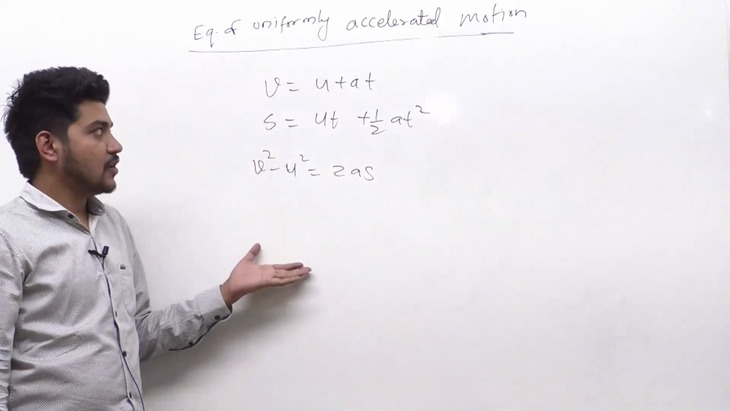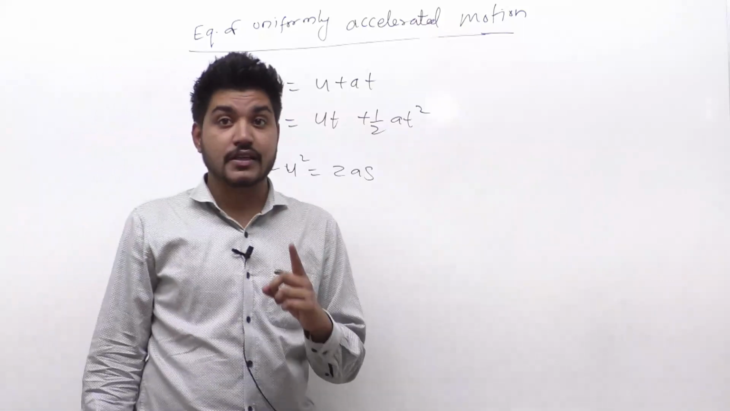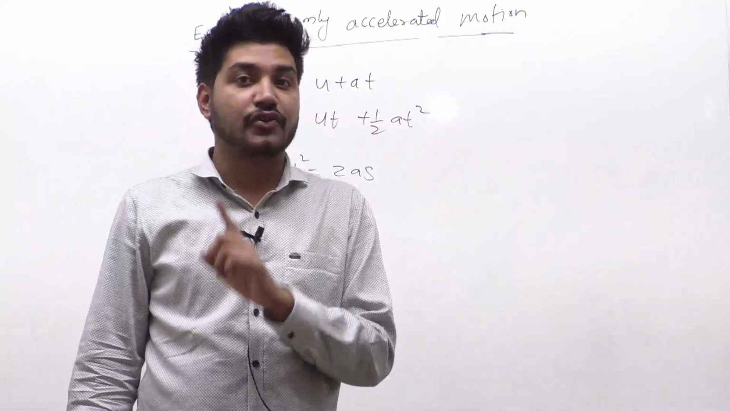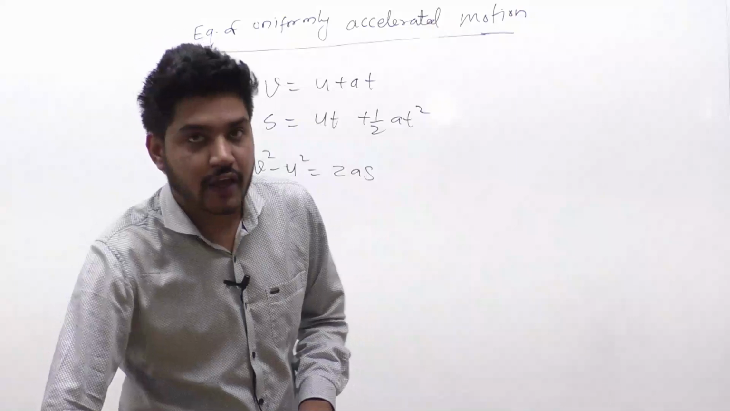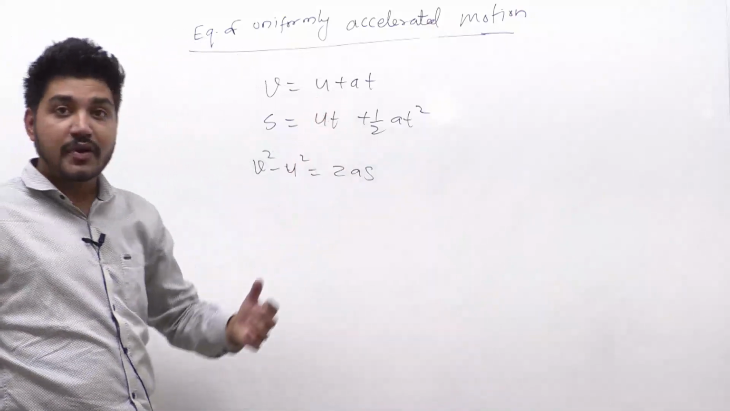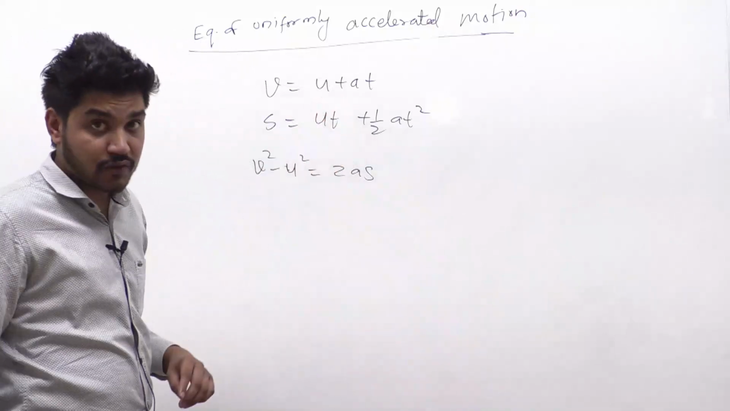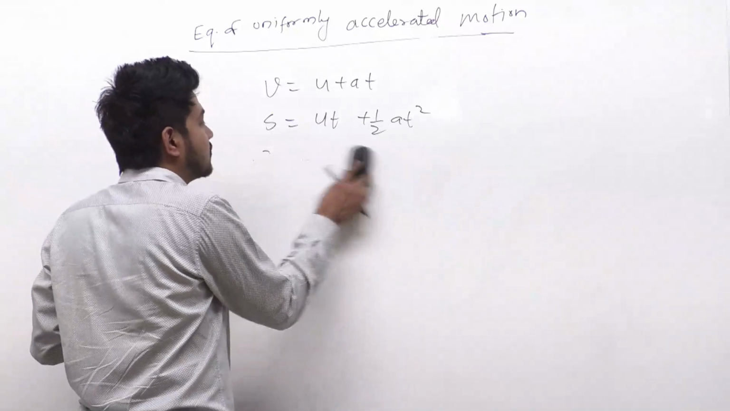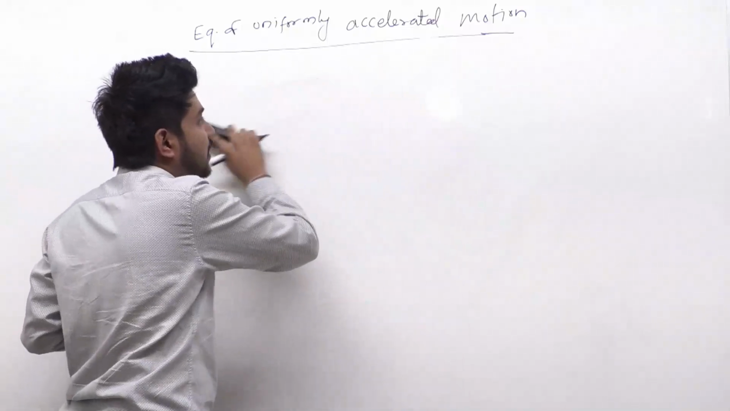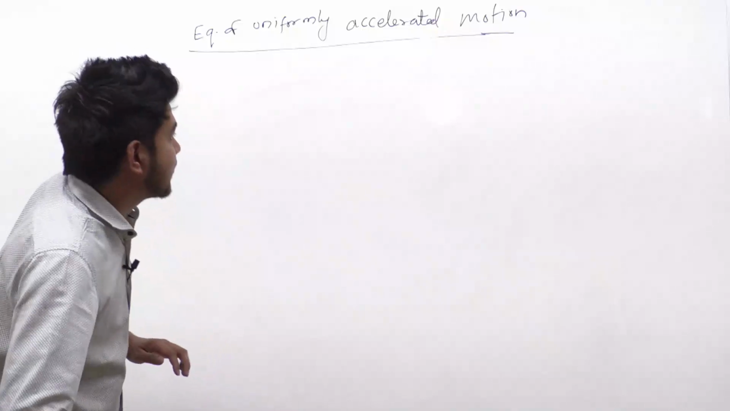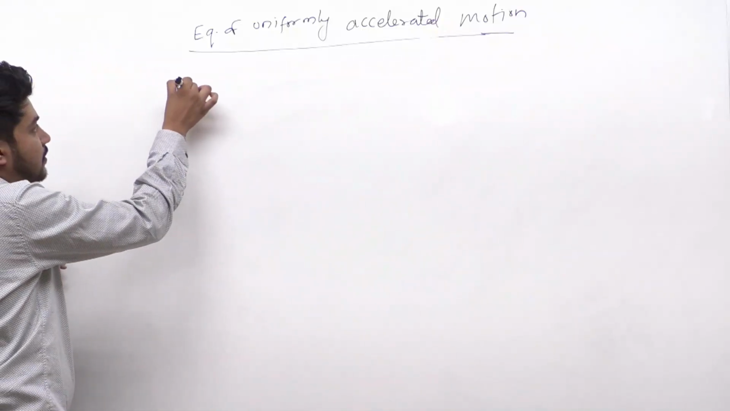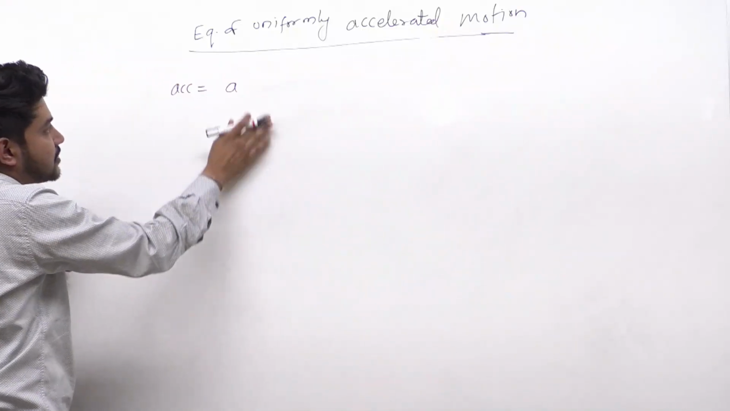These are the three equations of motion that we are going to derive now, and we'll see how we will derive them. So over here we have to remember one condition, which is that the acceleration of the body is constant. Okay, so this will be our first condition. Acceleration of the body will be constant. So I'm erasing this now. Okay, so we'll derive all these three equations first. Fine. So we know acceleration is constant, which is a.